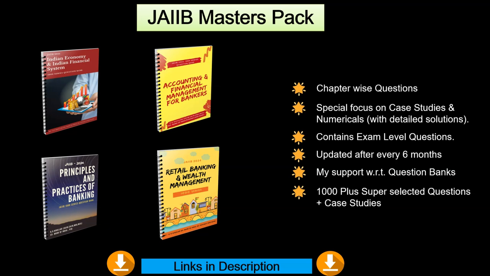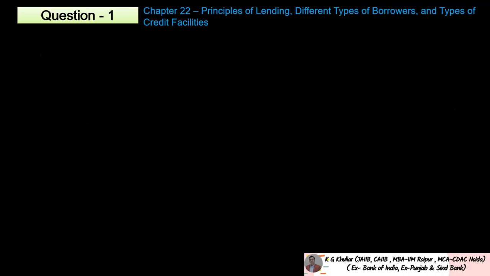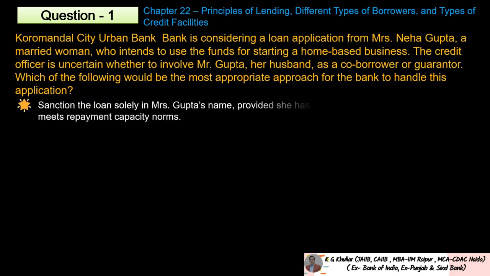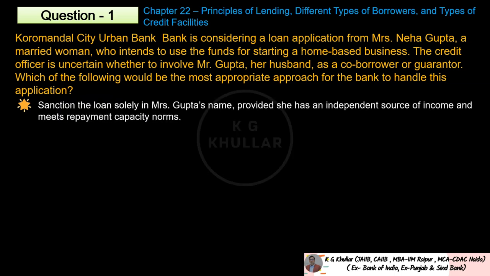So let's start with today's mock test. And the first question is from chapter 22, that is Principles of Lending, different types of borrowers and types of credit facilities. And the question goes like this. Coromandel City Urban Bank is considering a loan application from Mrs. Neha Gupta, a married woman who intends to use the funds for starting a home-based business. The credit officer is uncertain whether to involve Mr. Gupta, her husband, as a co-borrower or guarantor.